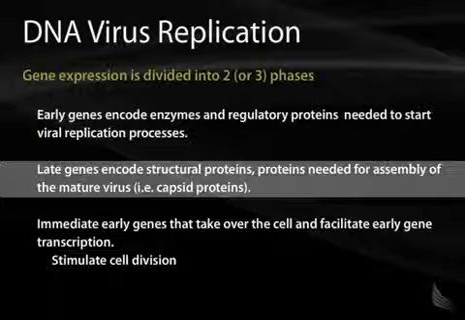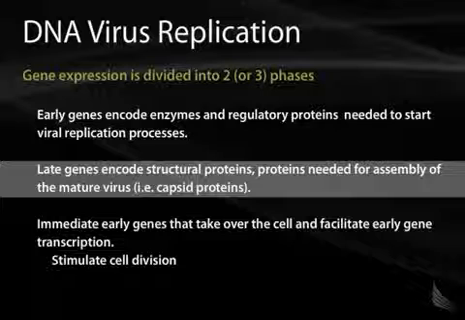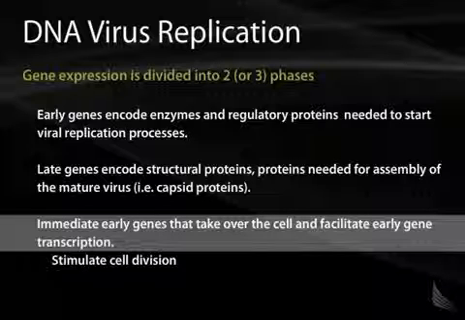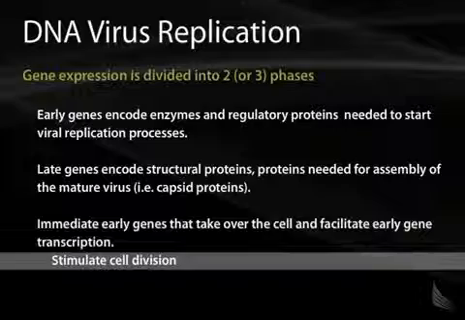Late genes are different. They encode structural proteins that the virus needs for assembly of a mature virus, like the capsid proteins. Immediate early genes are the ones that take over the cell and facilitate early gene transcription. They stimulate cell division.